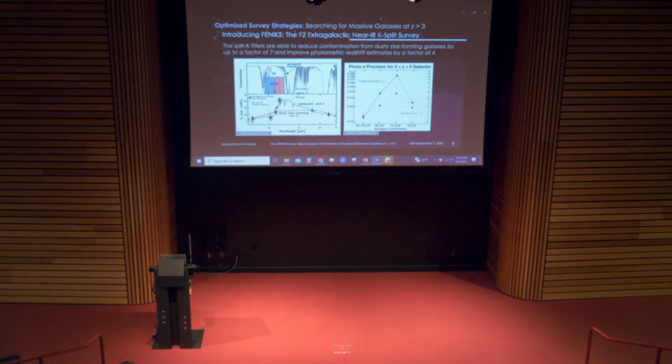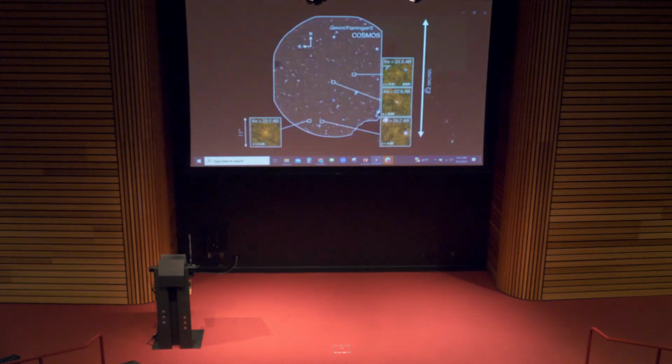Here I'm showing the K-blue and K-red filters at the top, and at the bottom, a quiescent galaxy template at redshift 4.7 and a dusty star-forming template at redshift 1.3. With the traditional K-short band, the two templates are identical. However, when we add K-blue and K-red, we're able to clearly distinguish between the two populations. This increased sensitivity to the Balmer break gives us precise photometric redshift estimates. These lines here show the predicted outlier fraction and photometric redshift uncertainties for different bandpass combinations. And we see here that the K-split filters reduce contamination from low redshift interlopers by a factor of 7 and improve photometric redshift uncertainties by a factor of 4.